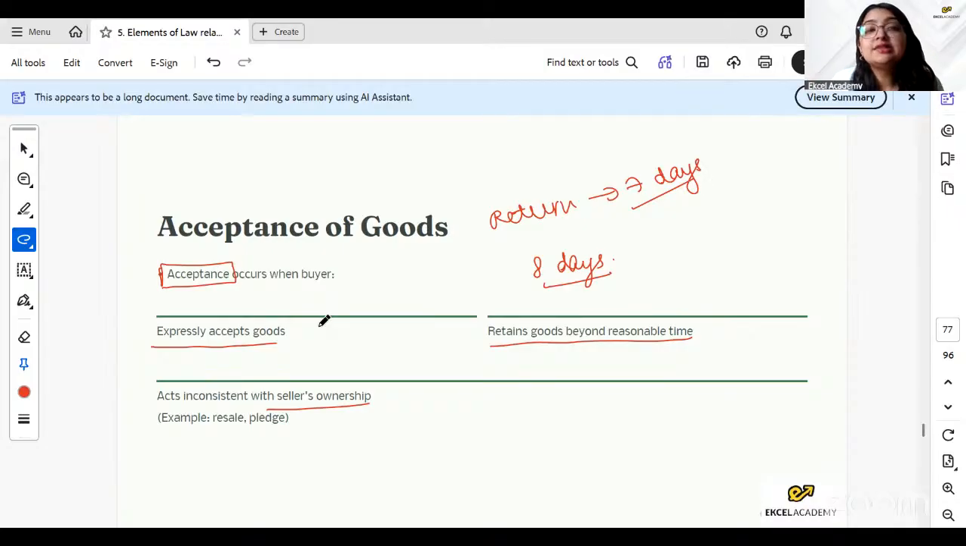All right. So once the seller's responsibility of delivery is done, it is on the buyer to accept the goods. You can either expressly accept your goods, or if you have retained them beyond a reasonable time, you are said to have accepted, or you act inconsistent with the seller's ownership. This is not wrong, but it is an indicator that you as a buyer have accepted your goods.